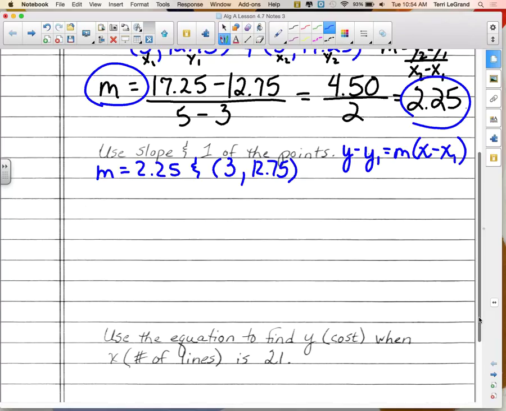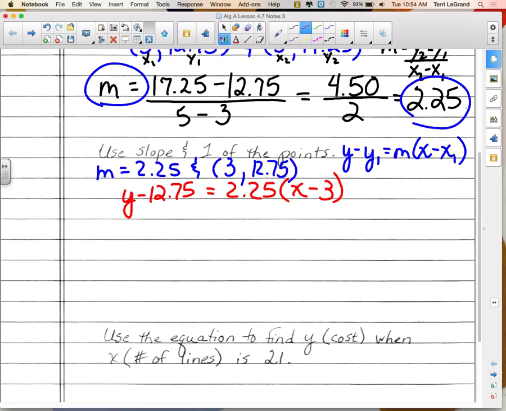Joss, I mean? Y minus 12.75 equals 2.25 parentheses x minus 3. Can we agree with that? Everyone's pretty good about this setup? Okay. So what's that form called that we just wrote in? That's point slope form. Okay, let's write that. This is important.